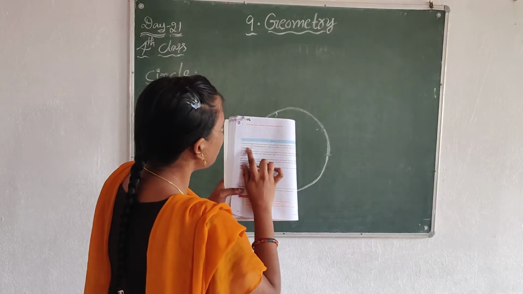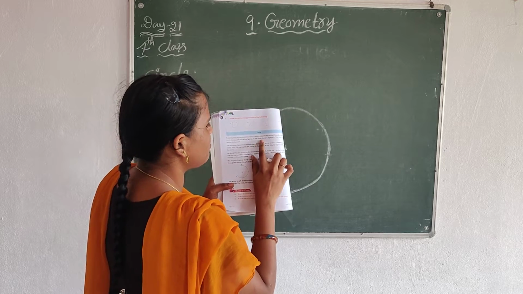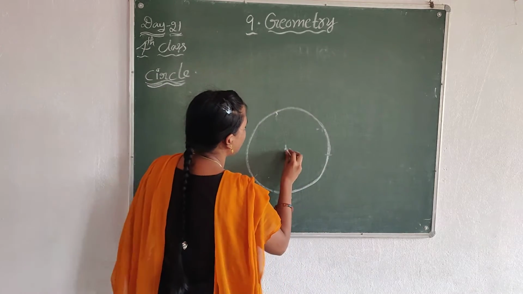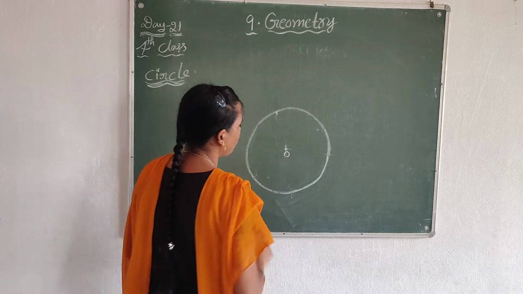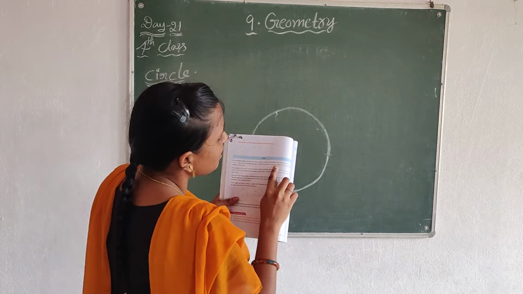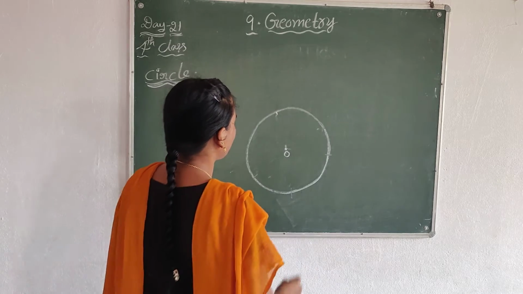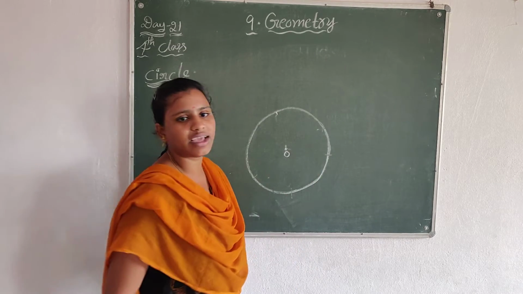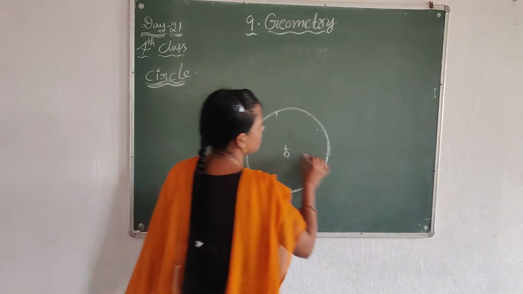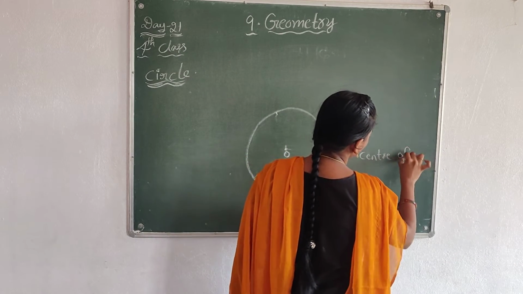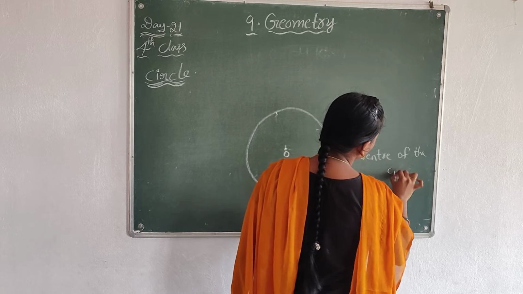Look at the following figure of the circle. There is a point O. Take this point O and see, this point is called the center of the circle.